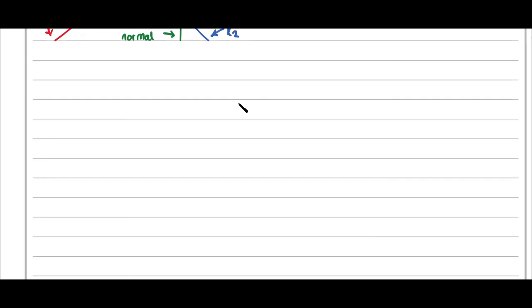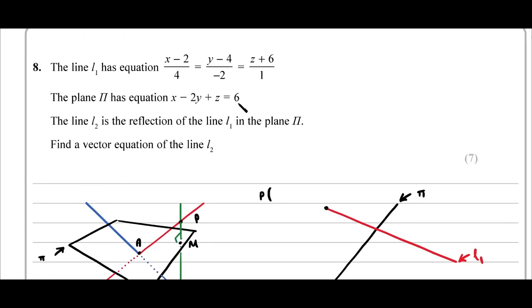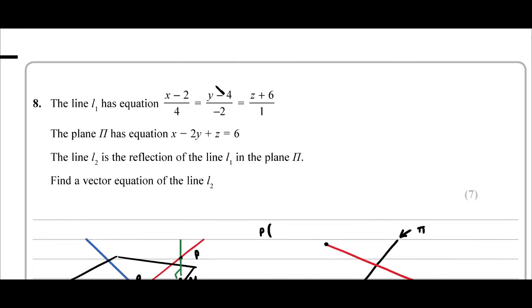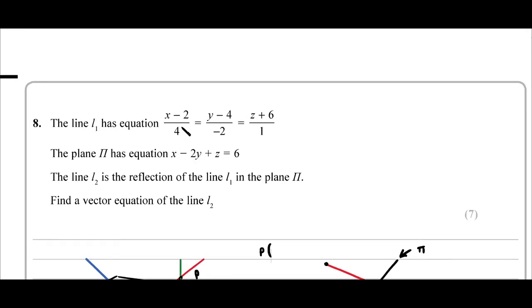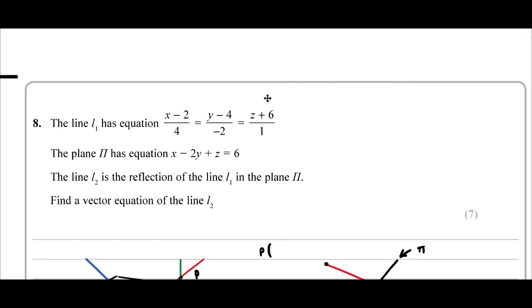Now, we begin, of course, noticing that over here, knowing the equation of L1 shown here, we can find out the vector equation of L1. So let's just write this down. The vector equation of the line L1, if we write this on the line below, we have over here, if we take a look at the equation for L1, we have minus 2, minus 4, positive 6.